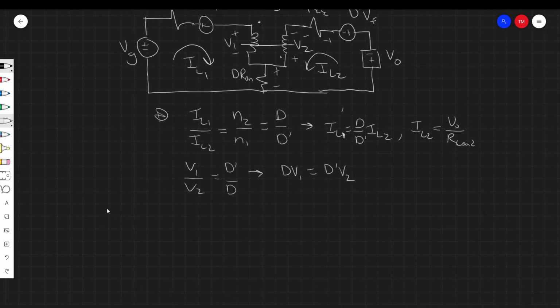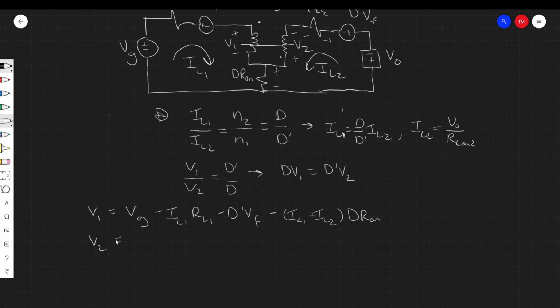Well, V1 is equal to VG minus IL1 times RL1 minus D prime VF minus IL1 plus IL2 times dr on, right? That is what V1 is equal to.